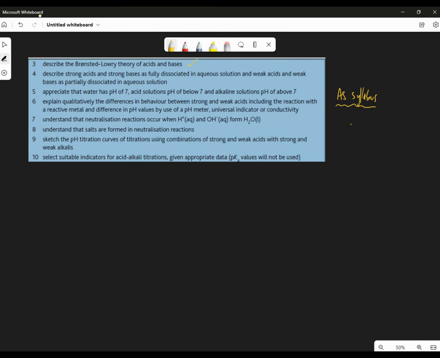Describe strong acids and strong bases as being fully dissociated. We're good with that. Water has a pH of 7, acid solutions below 7. I think we're good with that. Number 6 is interesting. Explain the difference between strong and weak acids, including the reaction with a reactive metal. So that's obvious. A reactive metal and a strong acid and a weak acid. Let's call this strong. Let's call this weak. You're going to get more bubbles in the strong acid because the hydrogen ion concentration is greater than in a weak acid. Okay, I think that makes sense.